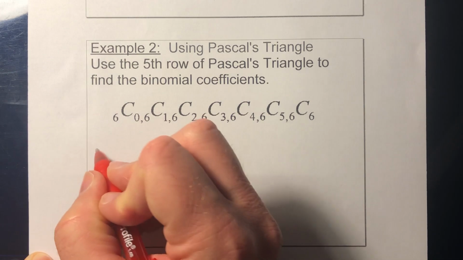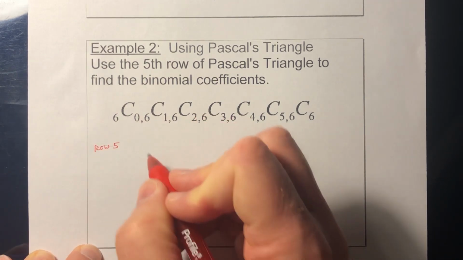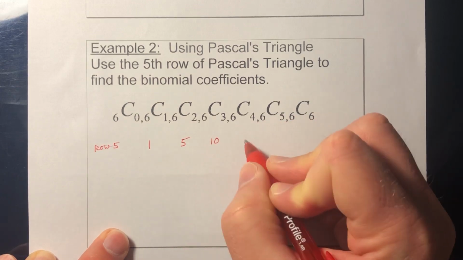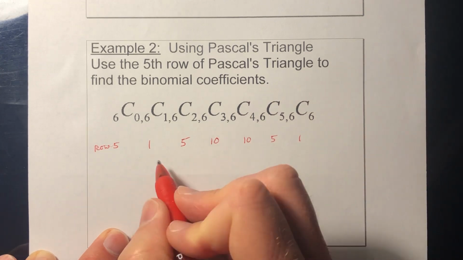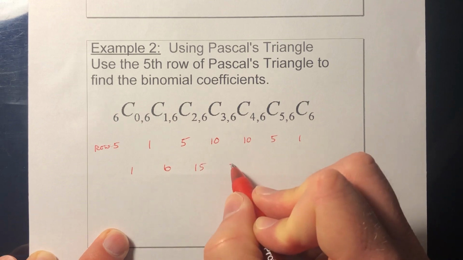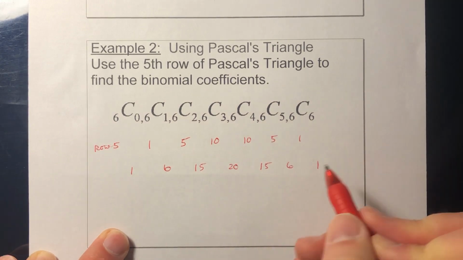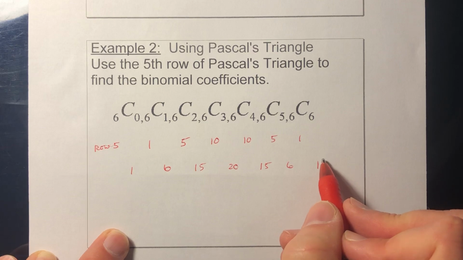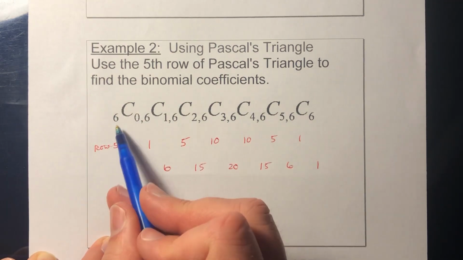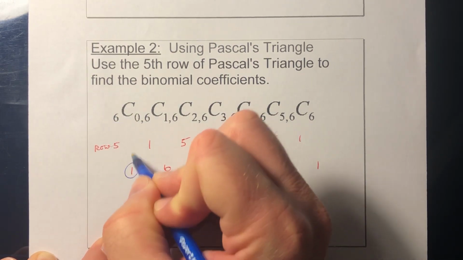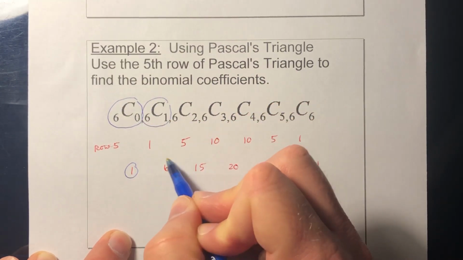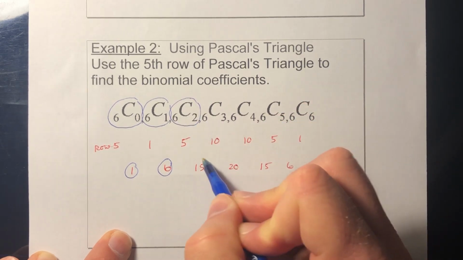The other way to do this is use the previous row, which would be row 5. So the key numbers to row 5 are 1, 5, 10, 10, 5, 1. Now, to get row 6, I would add these guys, and so on. So that gets us the key numbers to row 6. Okay? So you can see here that 6C0, if you clean that up, you get 1. If you clean this up, you're going to get 6. Clean this up, you're going to get 15, and so on.